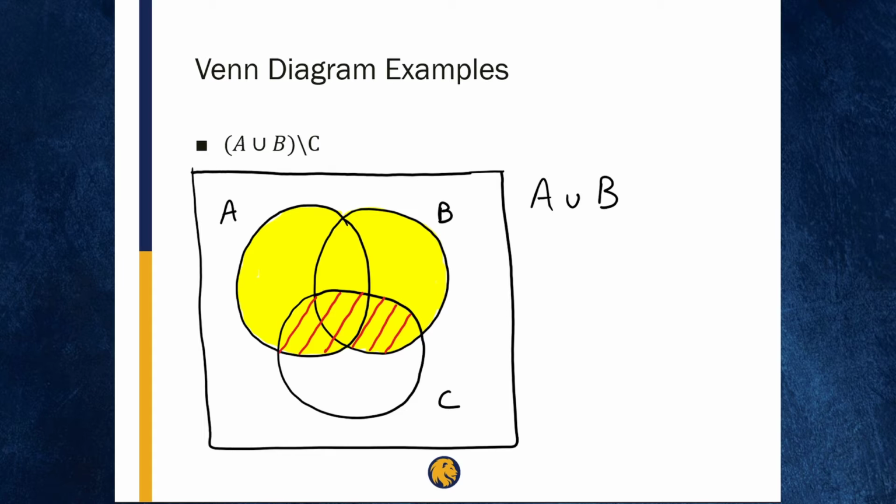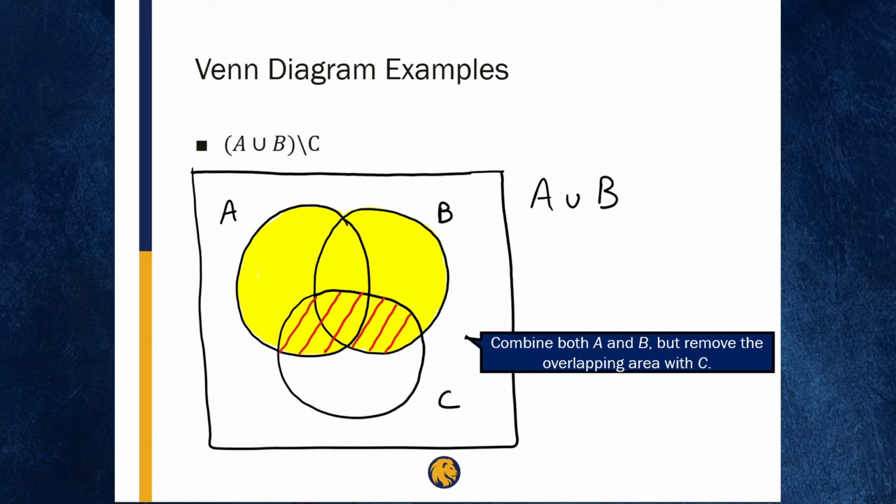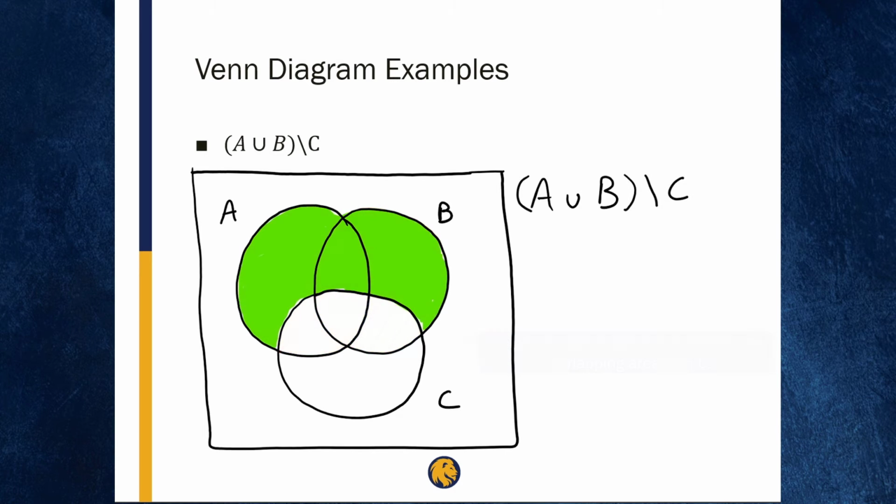To do the relative complement with C, we'll remove that area that overlaps with C. So we're taking that part away from the union. So how that looks is like this. So we take the A and the B, but we subtract away the area that overlaps with C. And that would be A union B relative complement with C.